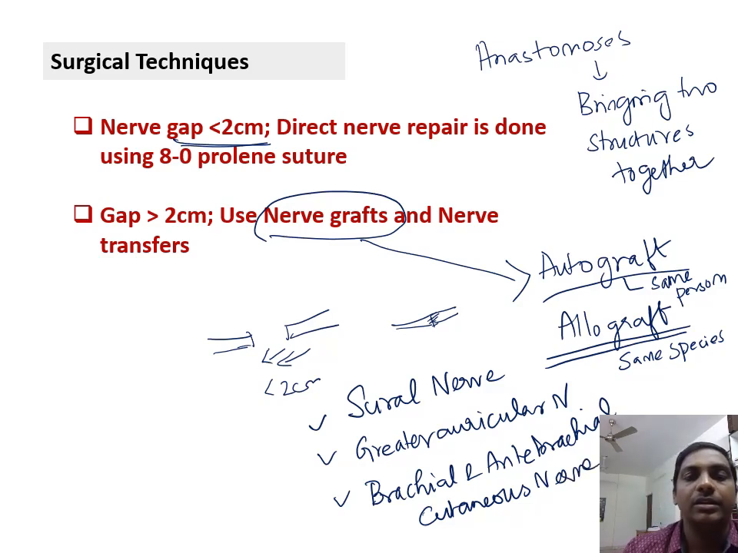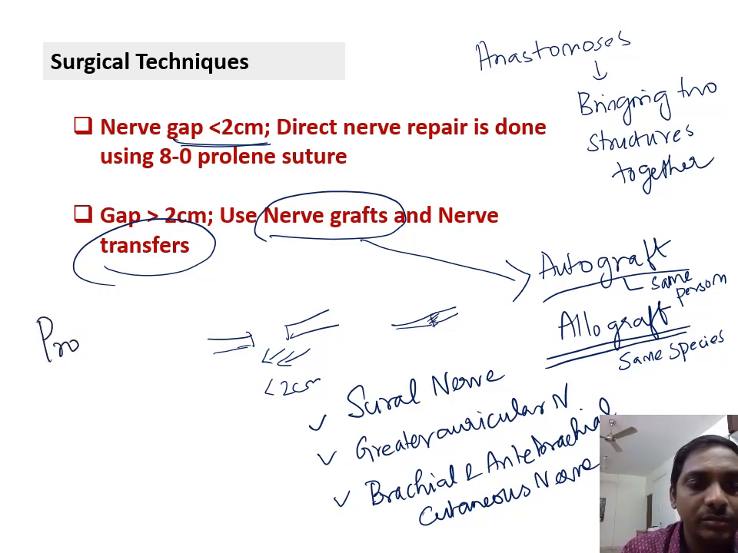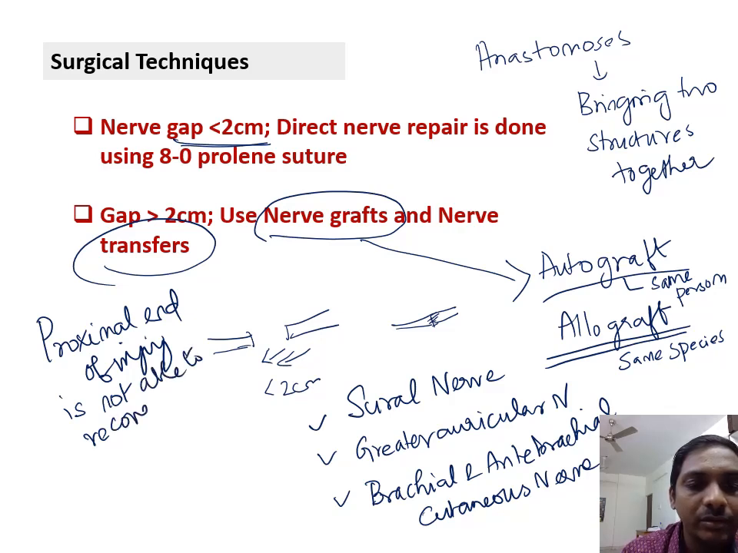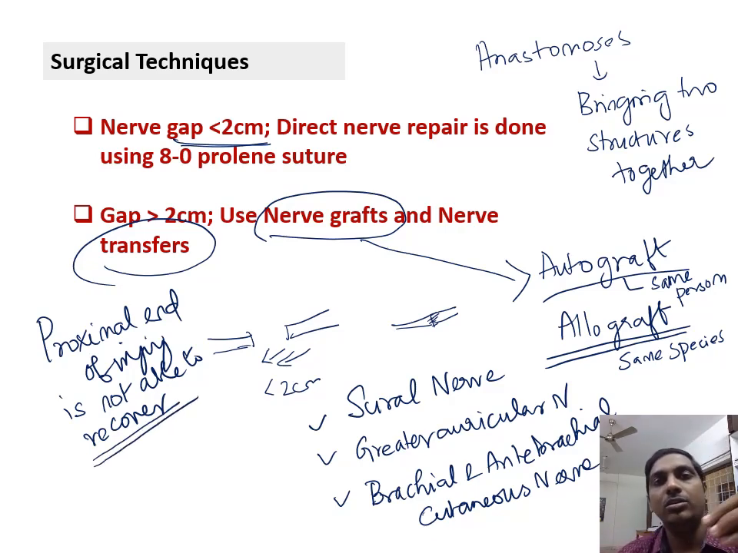Nerve transfer is nothing but when the proximal end of injury is not able to recover. So in such cases, the nerve from other area will be directed to innervate the target area. So those are called nerve transfers.